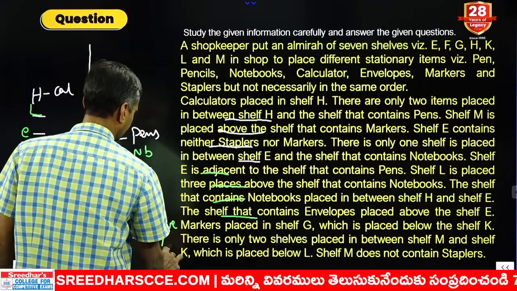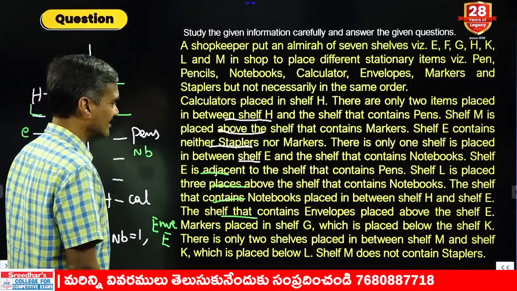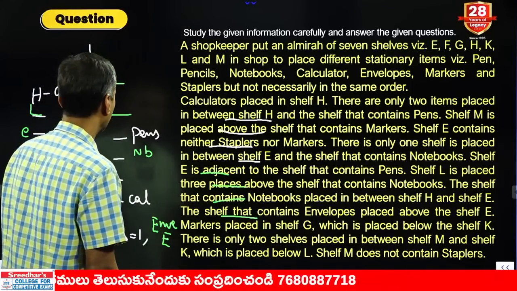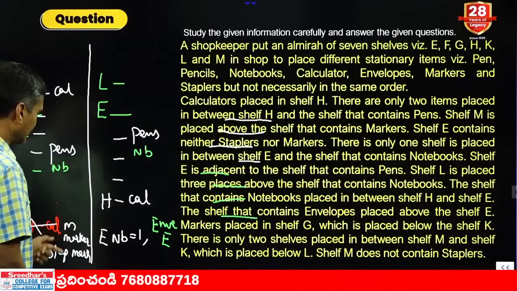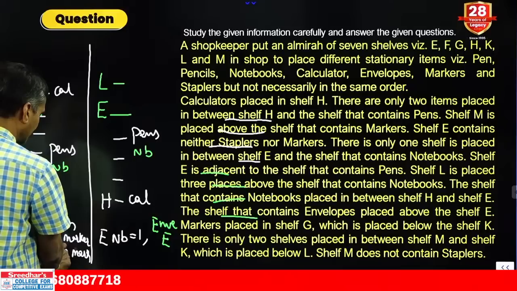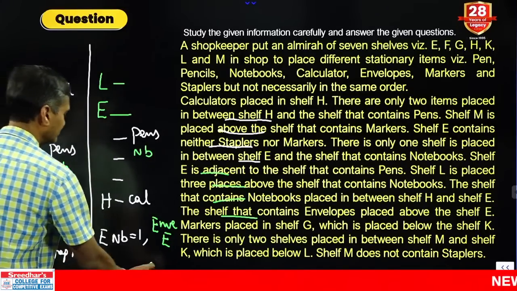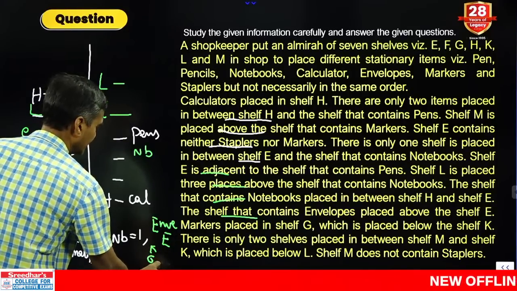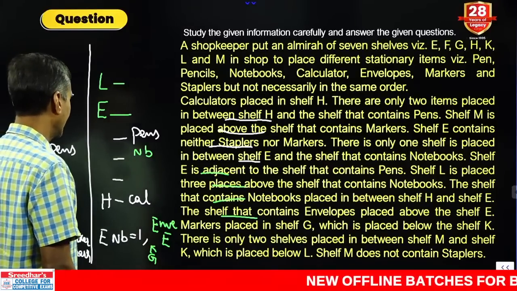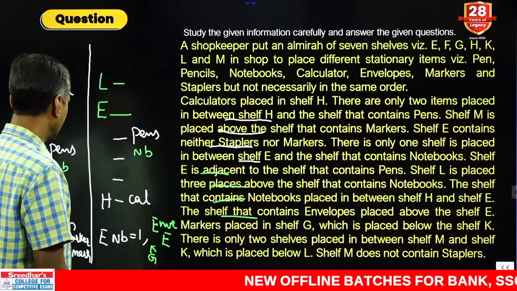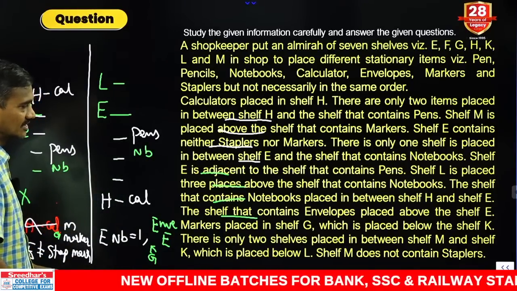Envelope is placed above E. And next one, markers are placed in shelf G, which is placed below K. Now wherever these markers are, the marker is below M. G is below K as well. G is placed below K, and markers are placed between these. Hence, G is below K, below M as well.